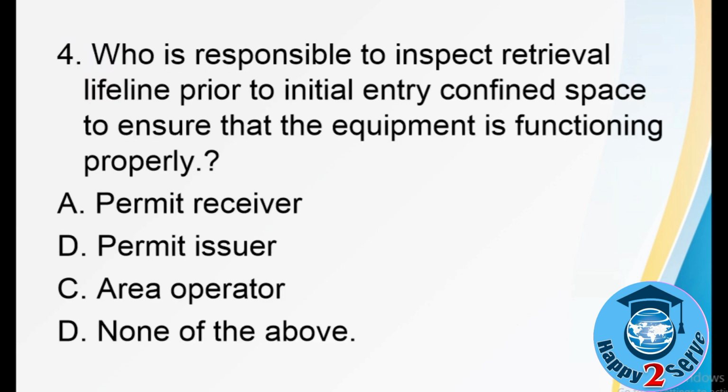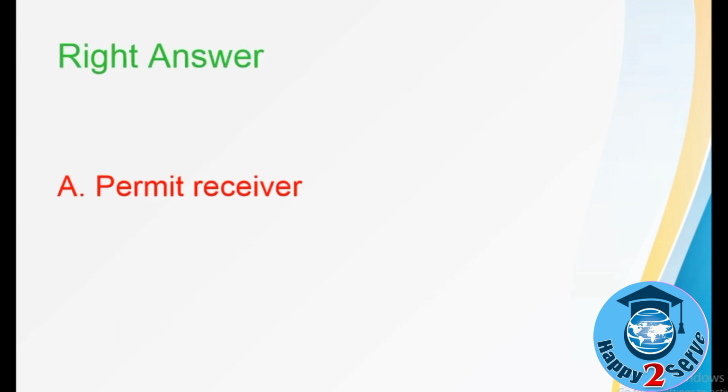4. Who is responsible to inspect the retrieval lifeline prior to initial entry into a confined space to ensure that the equipment is functioning properly? A. Permit receiver. B. Permit issuer. C. Area operator. D. None of the above. Right answer: A. Permit receiver.